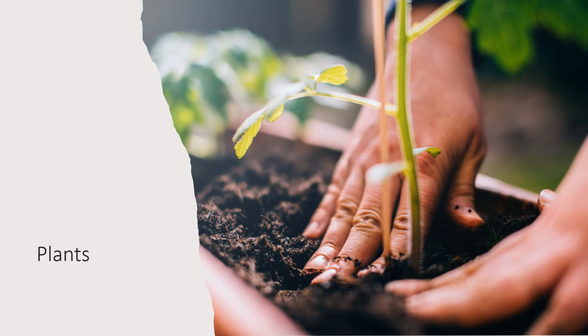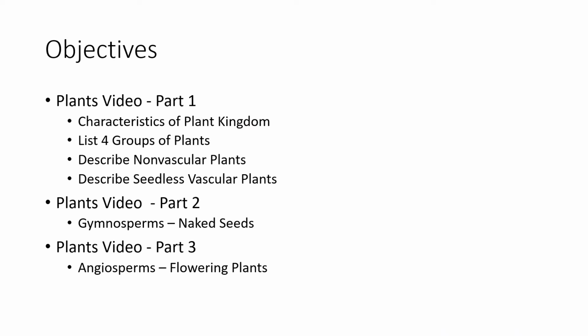So in this lecture, we're going to learn about plants, and we'll actually have two different videos. In the first video, we will talk about the general characteristics of the plant kingdom, what the four groups of plants are, and then we will describe the first two groups, the non-vascular plants and the seedless vascular plants. And then we will have another video for gymnosperms and a third video for angiosperms.